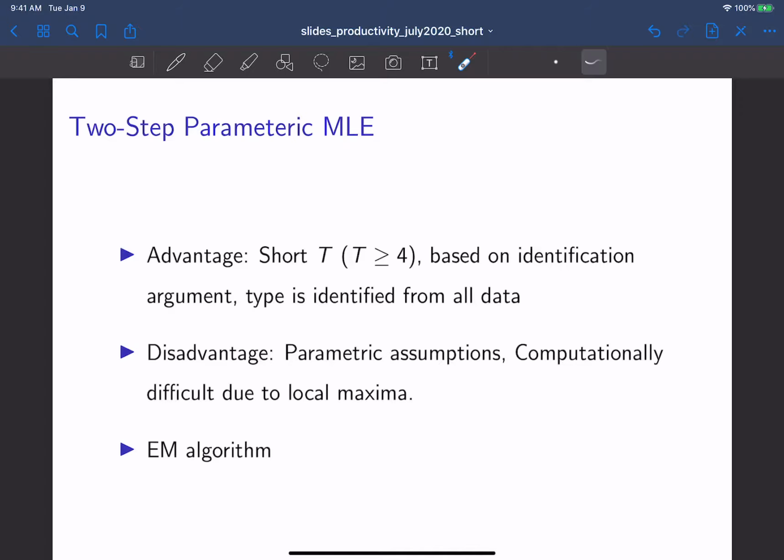Advantage of the 2-step parametric approach: our identification has an advantage over the classification method. If you have a long T, you can actually do the classification like k-means, or even the first stage maximum likelihood estimator gives you the likelihood, of which the type specific posterior can be used to classify the different firms into different types, which is much simpler and easier, but that requires a long capital T. Okay, but for short capital T, you can use MLE to do this.